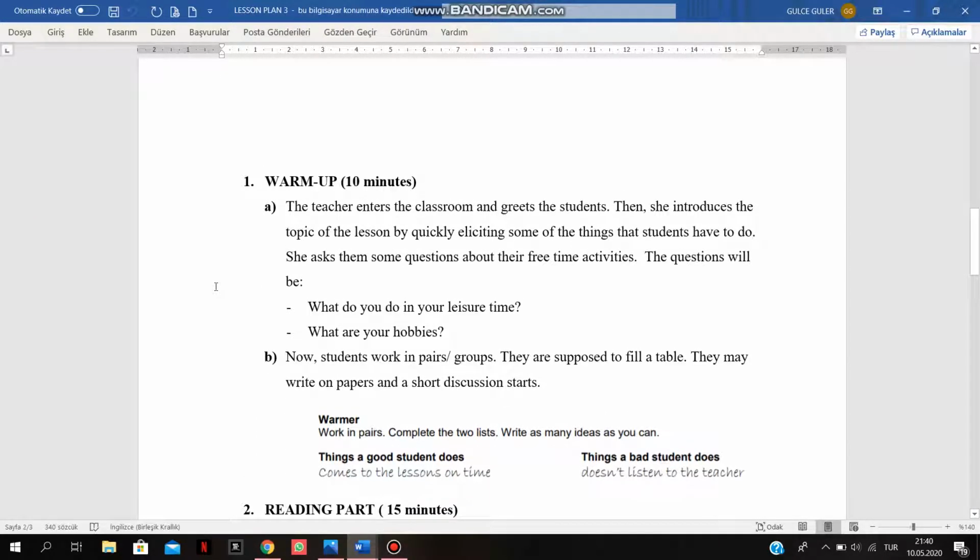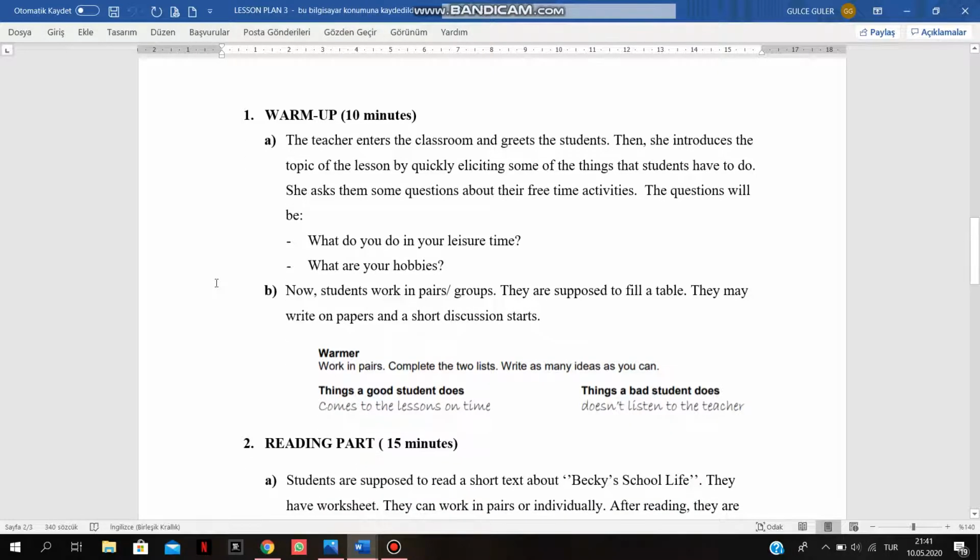So, for the warm-up stage that lasts 10 minutes, first the teacher enters the classroom and greets the students. Then she introduces the topic, the unit, and she asks them some questions about the unit, their free time activities, their hobbies, even maybe phobias, or their summer holidays, etc. And the students can ask, what do you do in your leisure time, or what are your hobbies? What do you love to do, etc. This is a short discussion part for warming up.